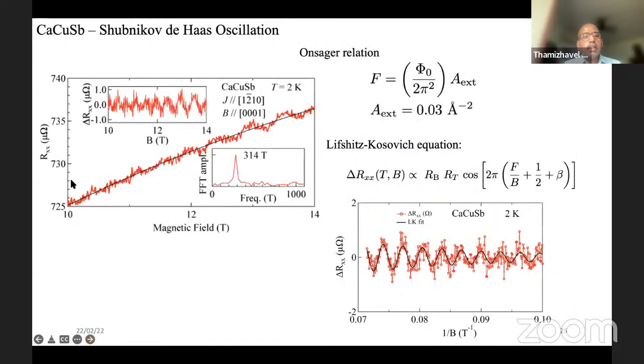So we have measured the linear resistance in high magnetic fields. You can see it's from 10 Tesla to 14 Tesla. You can see these Shubnikov-de Haas oscillations, and after background subtraction, you see very nice SdH oscillations here at T equal to 2 Kelvin, and you can see only one unique frequency at 314 Tesla, and these SdH oscillations can be fitted to the LK equation. From the fitting we can estimate the various quantum parameters.